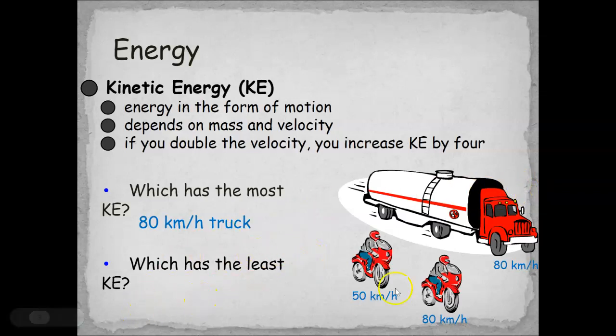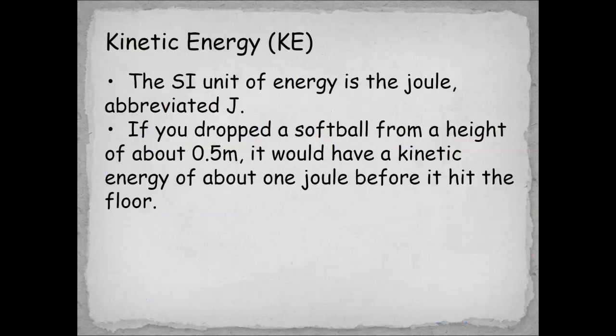And then for the least kinetic energy, we've got to compare these two motorcycles because they're exactly the same. So we're assuming they have the same mass. But this motorcycle right here is going a little bit slower. So he's going 50 kilometers an hour versus 80. So he's going to have the least kinetic energy. Okay. So velocity and mass do impact kinetic energy.